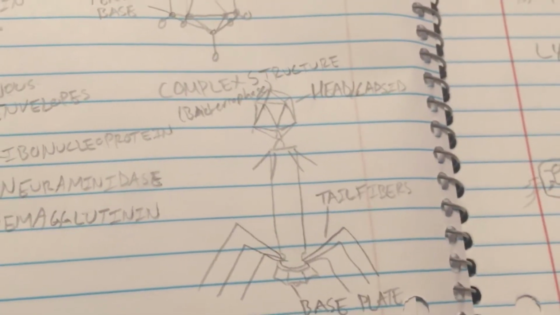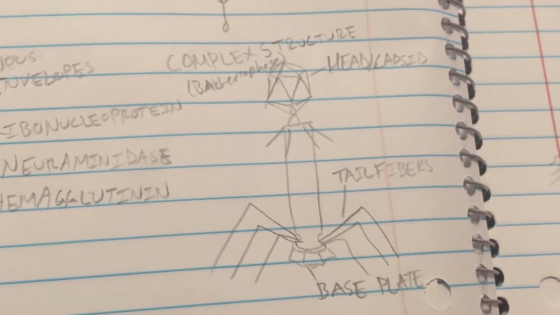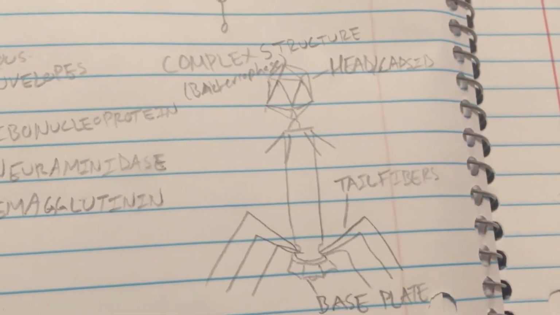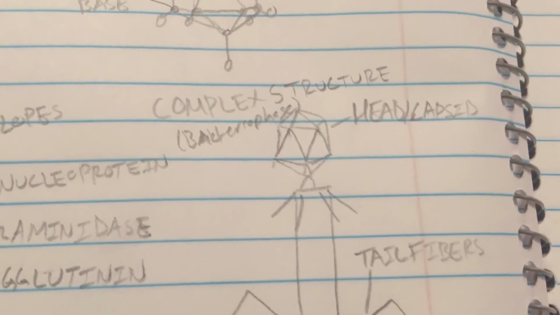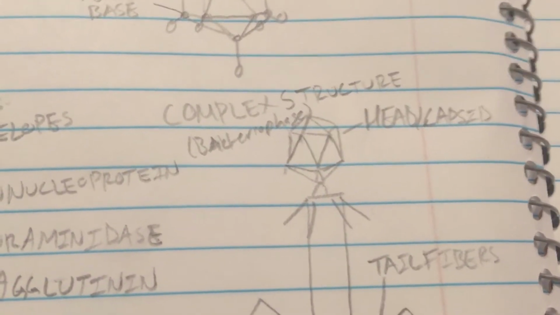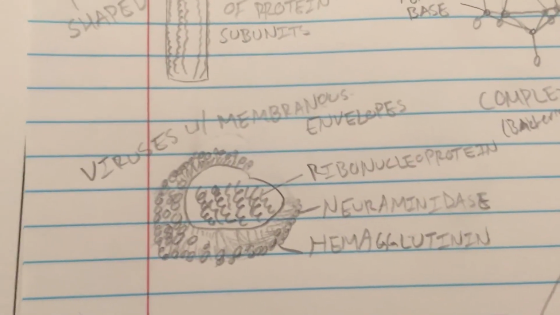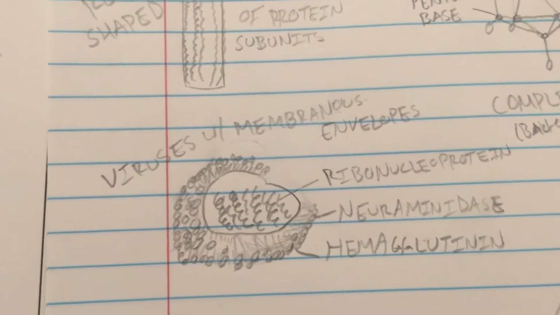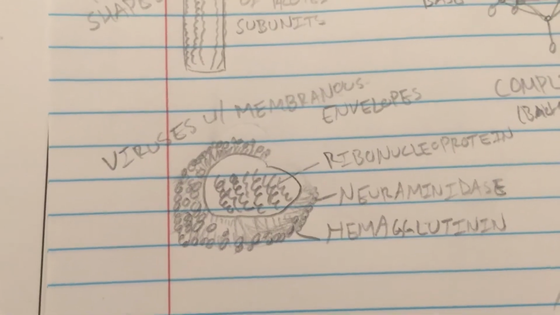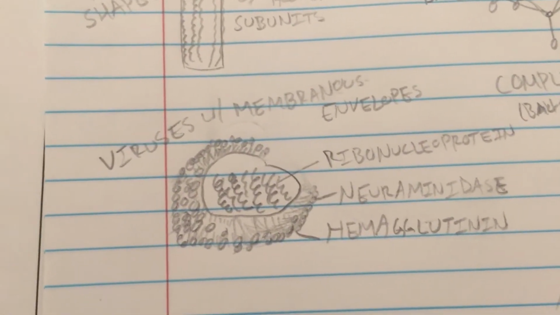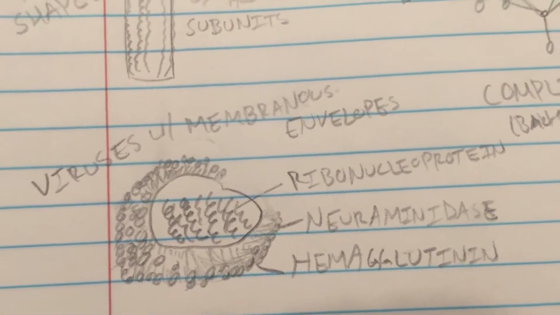There's a more complex structure, which is made up of the base with the base plate at the bottom, the tail fibers, which attach to the host cell, and the head capsid, which contains the DNA of the virus. And this would be more like in a bacteriophage. And then the last one, as in the first one, has a membranous envelope with proteins that would attach to the host cell. And inside the envelope would be the RNA or DNA.